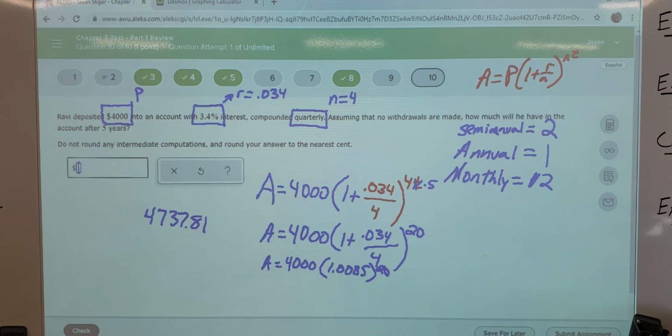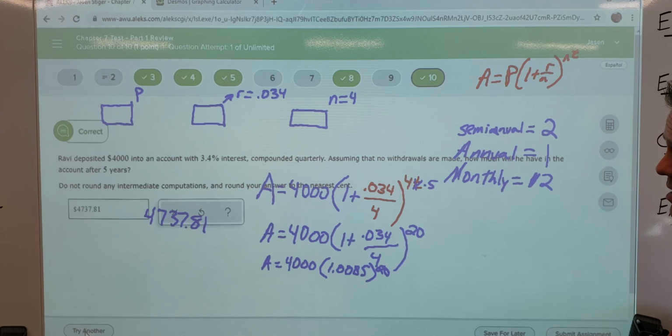I have seen today a couple different students come up to me and say, hey, I put in an answer that is close, but it's marking it wrong, okay? The problem is that it could be a rounding issue. So let me check on this one. Let me hit check. All right, I got it correct.